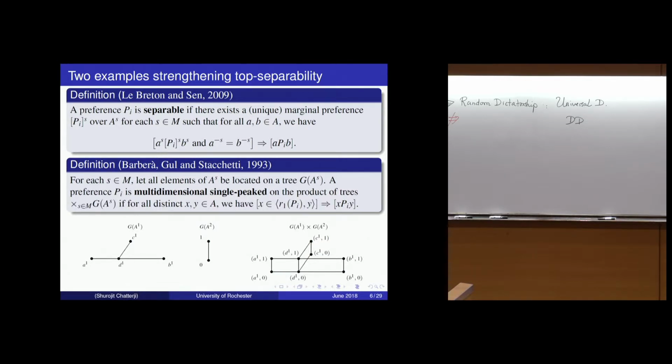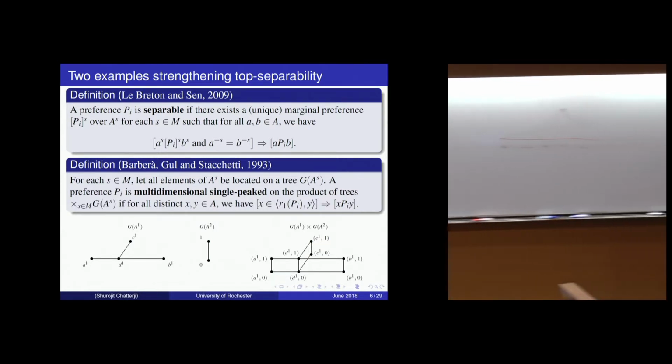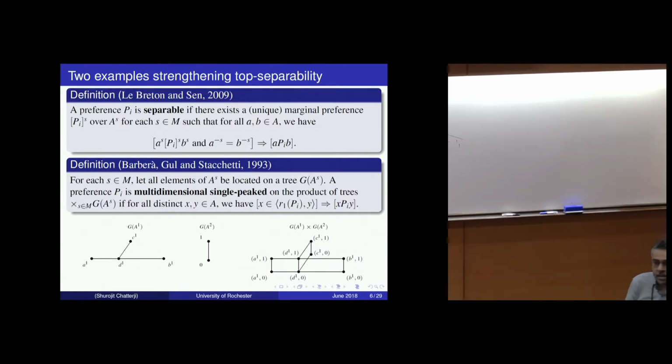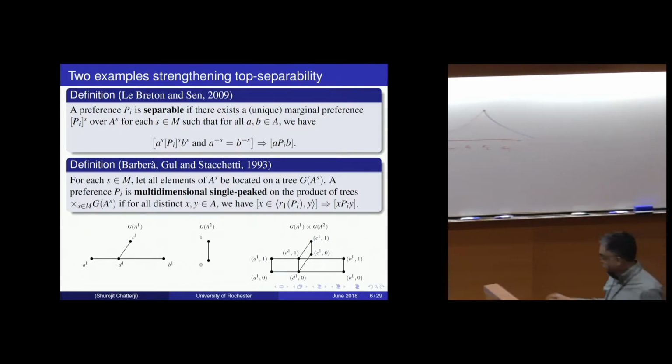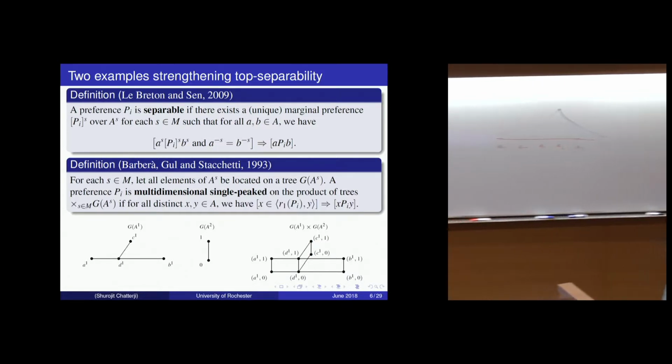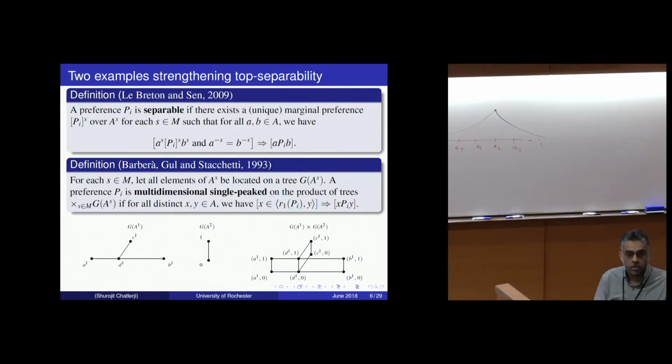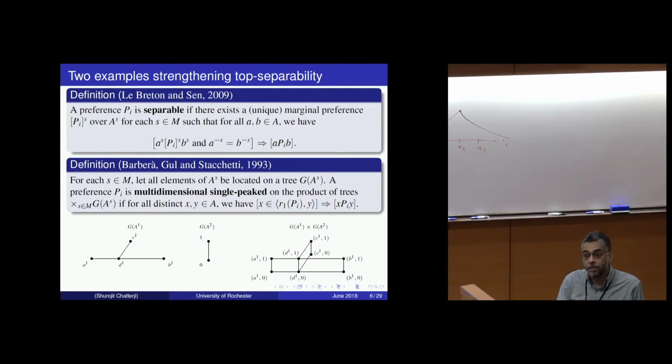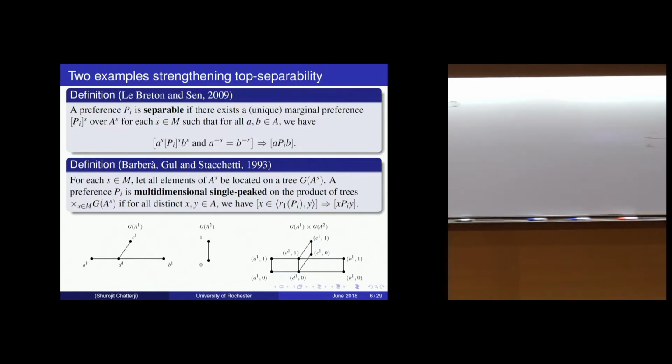Now, at this point, I would just like to note that in case I were to argue that a domain is multidimensional single peaked, then it is incumbent upon me to derive a tree on each component and then show that preferences are going to be single peaked in this sense on the product of the trees. That's the amount of work that one has to do if one tries to argue that a domain possesses a multidimensional single peaked structure. Okay, with that caveat, let's go on.